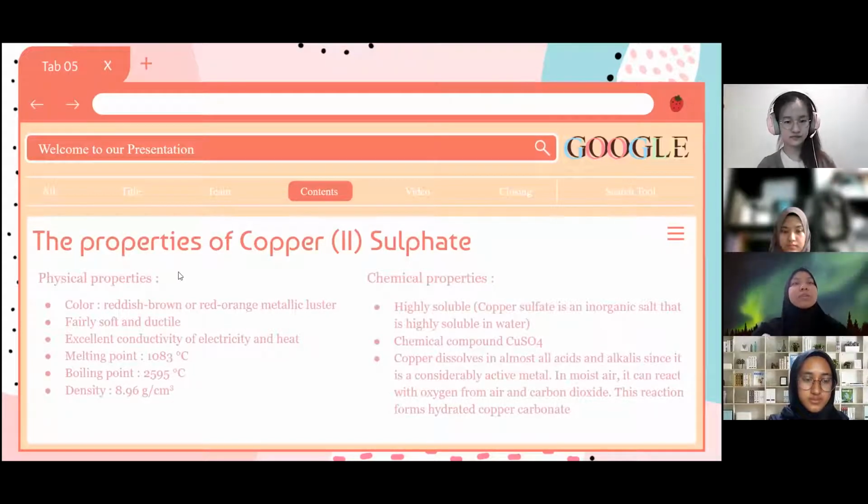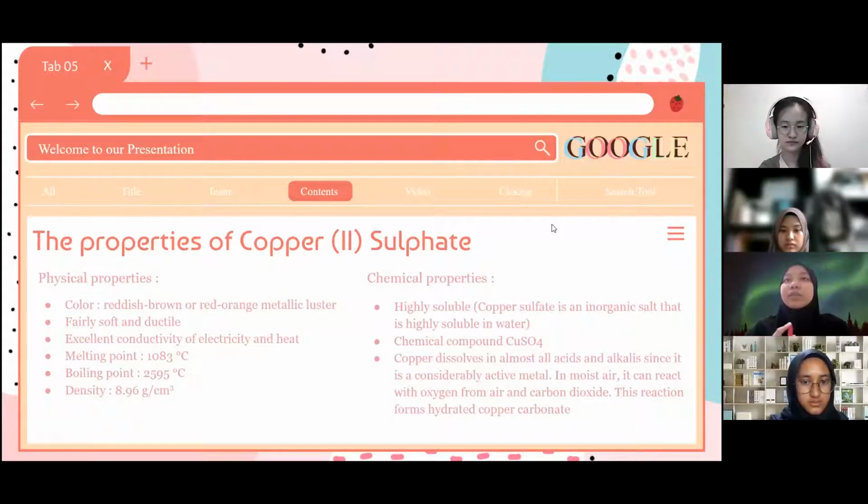The physical properties. The color is reddish brown or red-orange metallic luster, fairly soft and ductile, with excellent conductivity of electricity and heat. Melting point is 1083 degrees Celsius, the boiling point is 2595 degrees Celsius, and the density is 8.96 grams per cubic centimeter. The chemical properties.